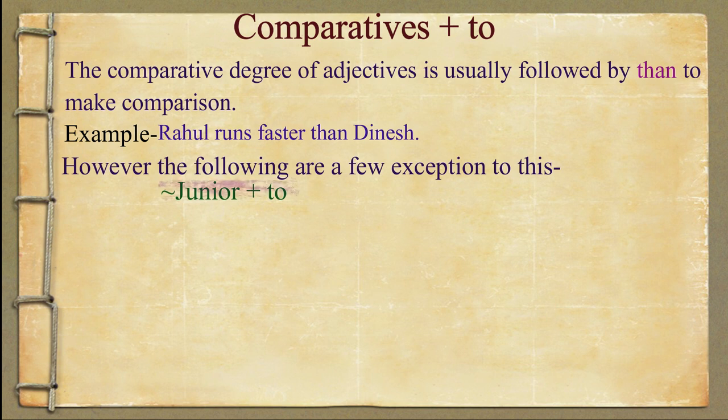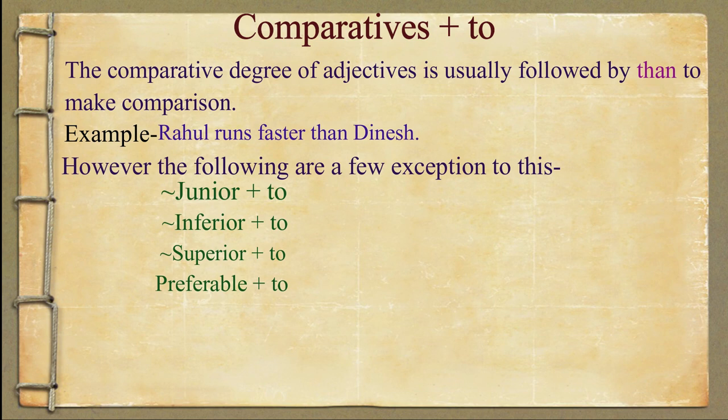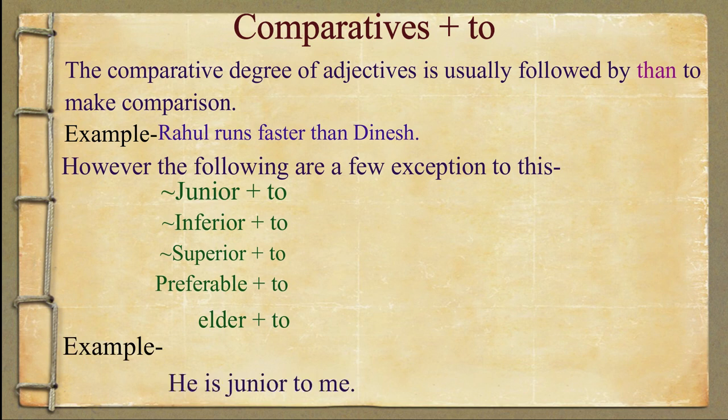Junior, to. Inferior, to. Superior, to. Preferable, to. Elder, to. Here is an example of this. He is junior to me. And we don't say he is junior than me. So these were some words with which we use to to make comparison and not than.